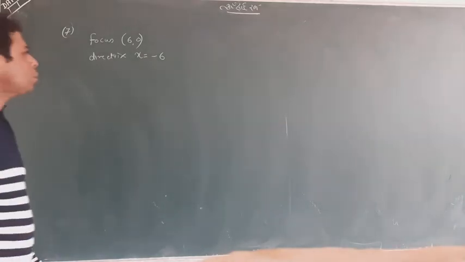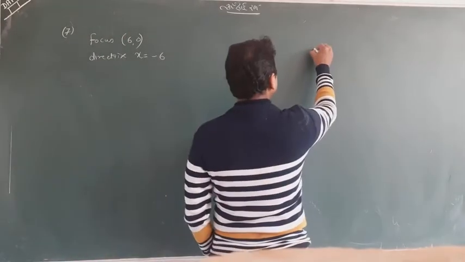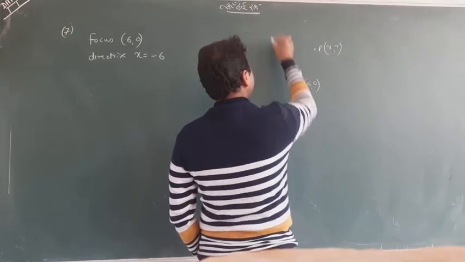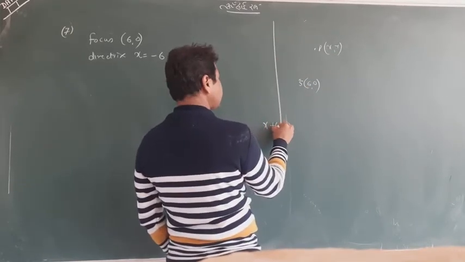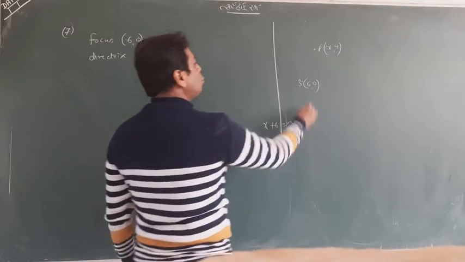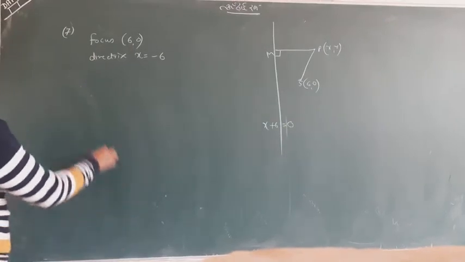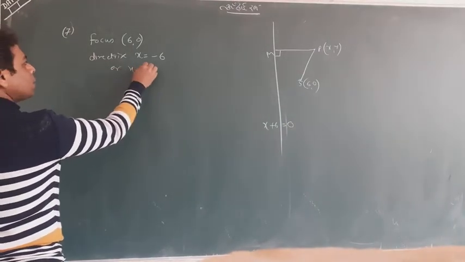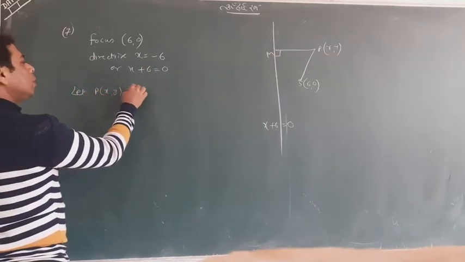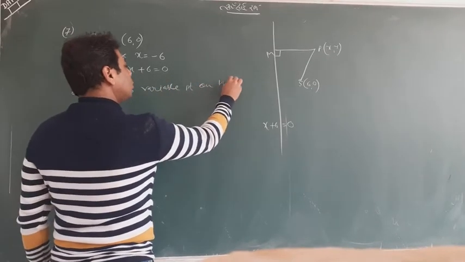So without taking any picture, or if you want the picture, suppose P is the moving point, the focus is (6, 0), and the directrix is x plus 6 is equal to 0. Can you see x plus 6 is equal to 0? This is the structure. Now you should know the definition says PS equal to PM. Let P(x, y) be a variable point on the curve.